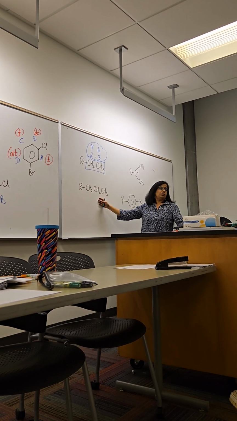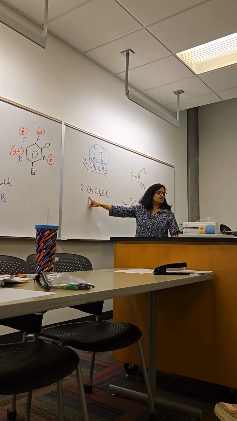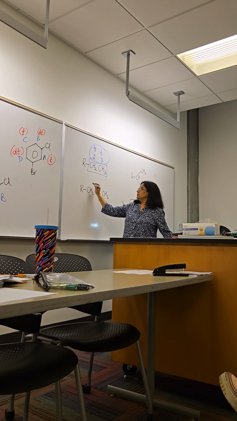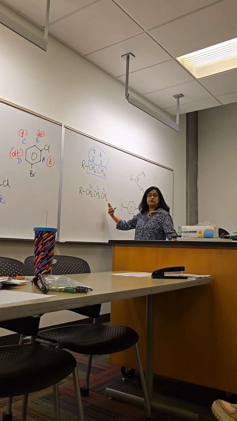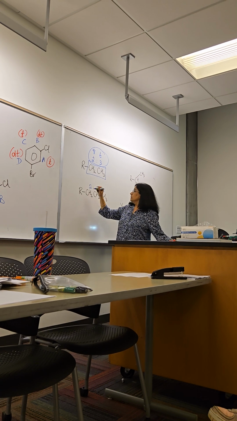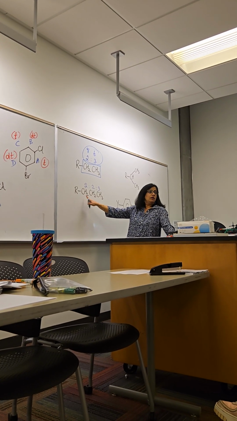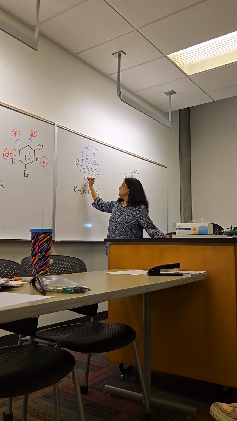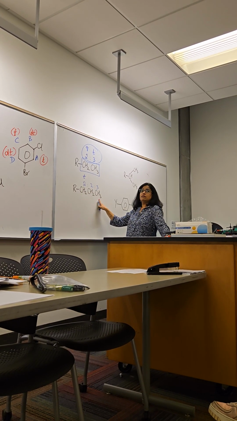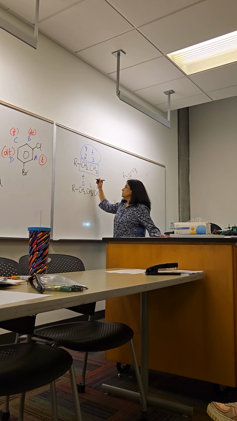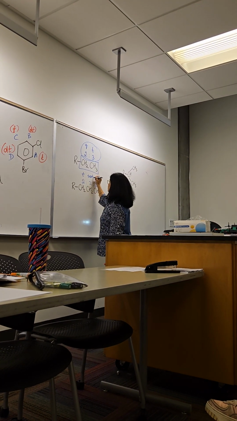Similarly, a propyl group. Can you tell me what the integration ratios would be going left to right? 2 to 3. And what would the multiplicities be going left to right? Quartet. Careful. Triplet. No, it has 2 here, 3 there, so 5. Quartet plus 1, 6. Oh, 6, sextet. That's right.